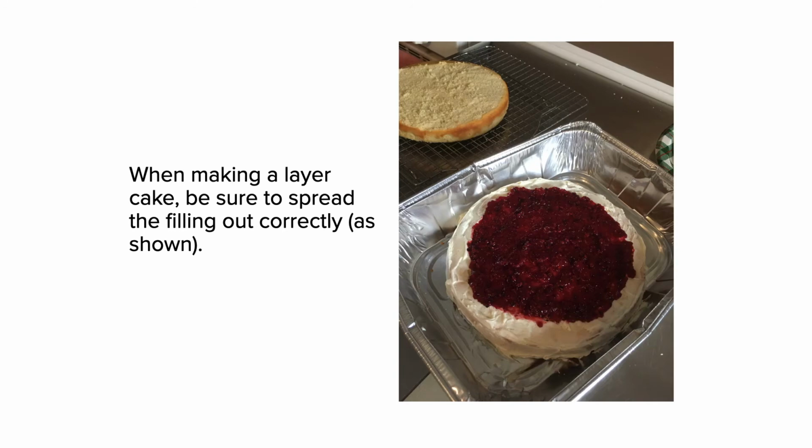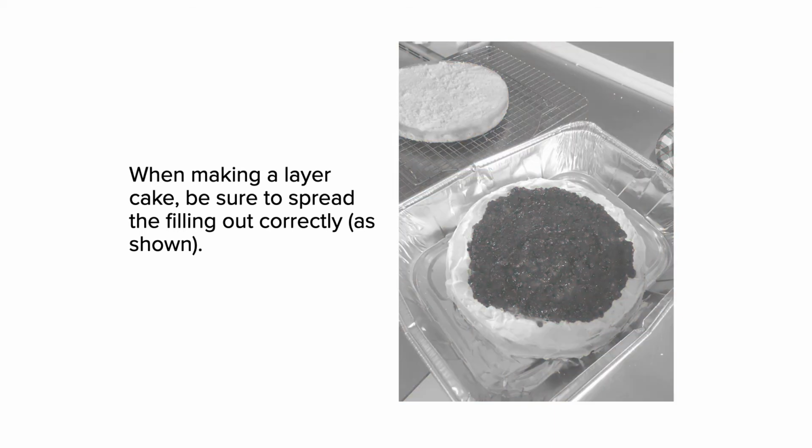Our second tip is to have a text alternative for any images you include in your document. Here's an example from a blog post about how to make a 2-layer cake with a jam filling. The body of the post says that the reader should spread their filling out correctly, like the image shows. But if anything happens that transforms the image, it might get harder to see what correctly actually means.